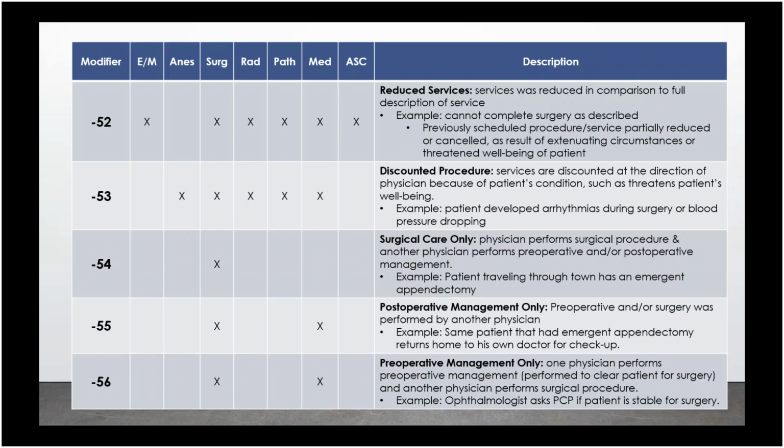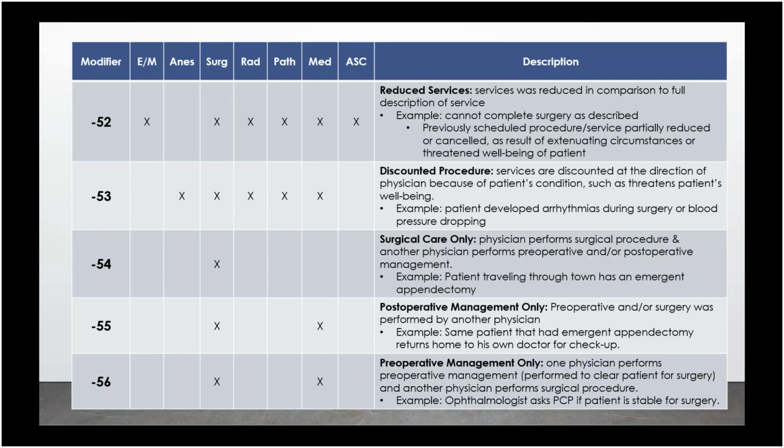52 is for reduced services: evaluation and management, surgery, radiology, path, medicine, and ambulatory surgery. So for example, you cannot complete surgery as described, the previously scheduled procedure or service is partially reduced or canceled as a result of extenuating circumstances or threatened the well-being of the patient. So if there's a reason it can't be completed, we would put 52. And again, this is on CPT codes that do not have a lesser code to completely describe what was done.